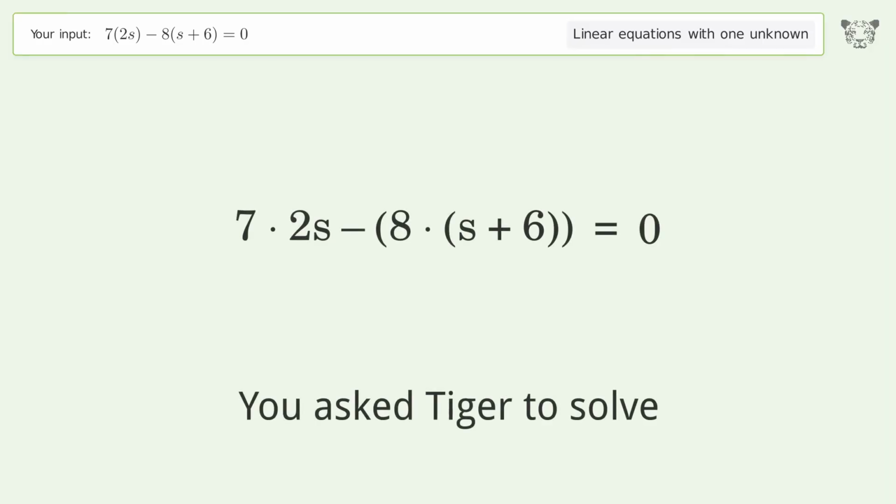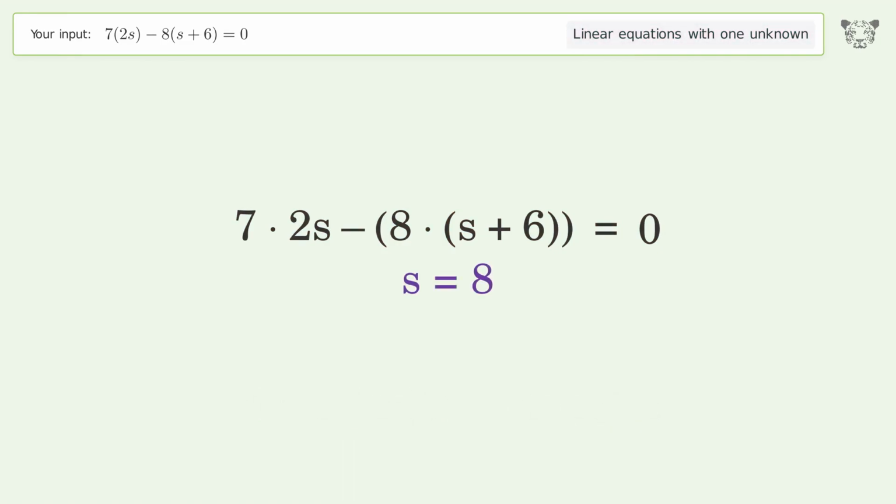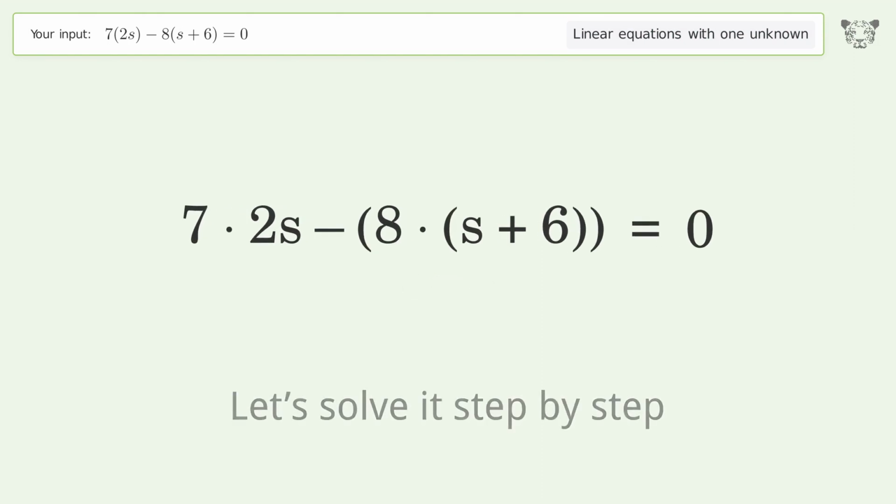You ask Tiger to solve. This deals with linear equations with one unknown. The final result is s equals 8. Let's solve it step by step.